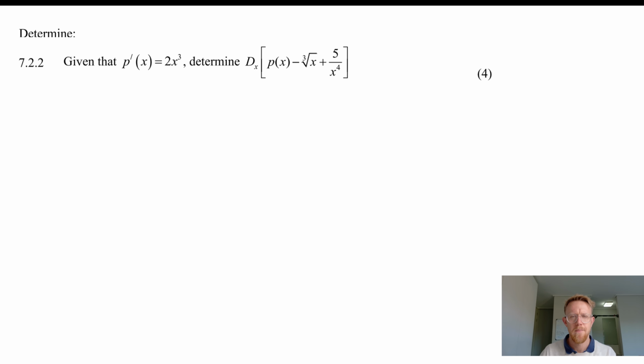Given that the first derivative of p is equal to 2x3, determine this. Okay. Right. So the first step is to realize that we can go and just simplify this a little bit further. So we can just keep it as p of x. Then when we take derivatives, we want this to be written without the root.